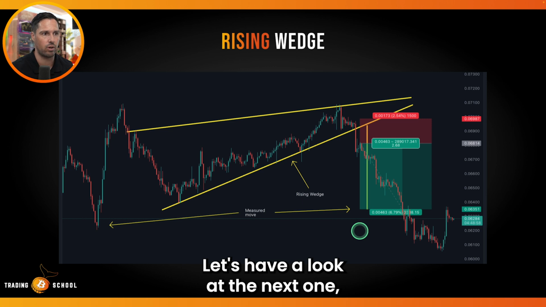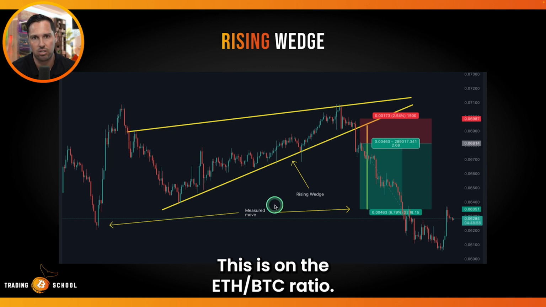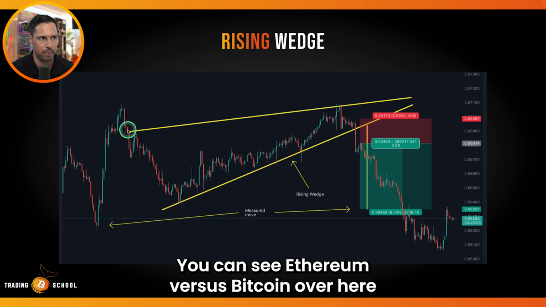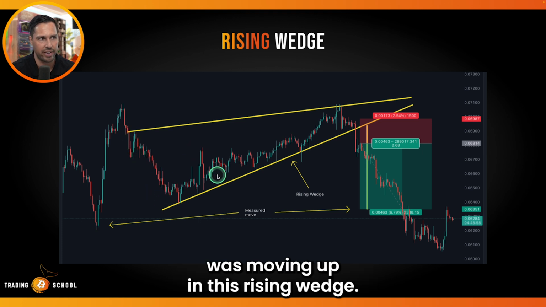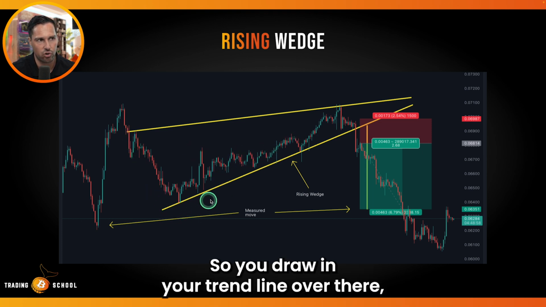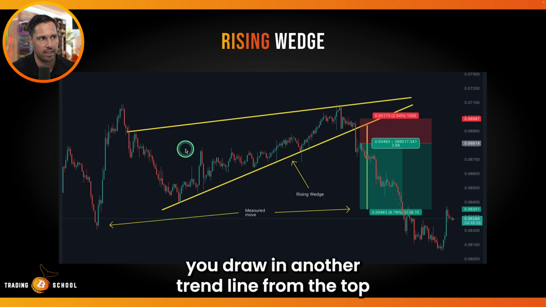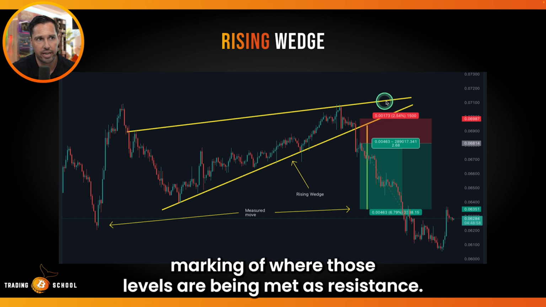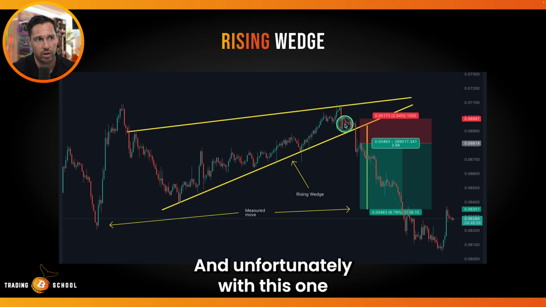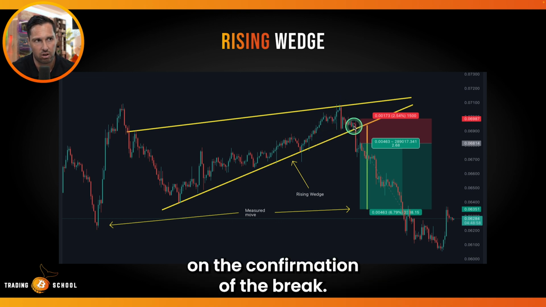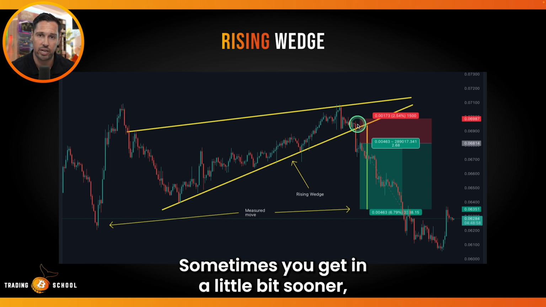Let's have a look at the next one, which is going to be the rising wedge. This is on the ETH BTC ratio. You can see Ethereum versus Bitcoin over here was moving up in this rising wedge. So you draw in your trend line over there, you draw in another trend line from the top, marking off where those levels are being met as resistance. And unfortunately with this one, you would have only been able to enter on the confirmation of the break. Sometimes you get in a little bit sooner.